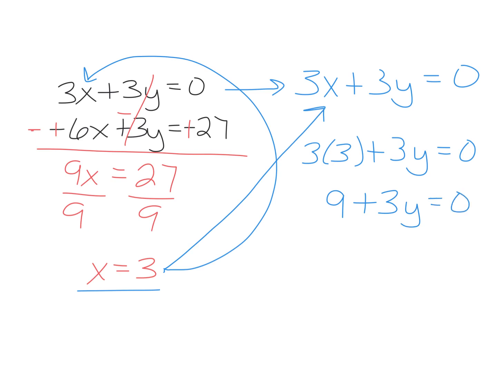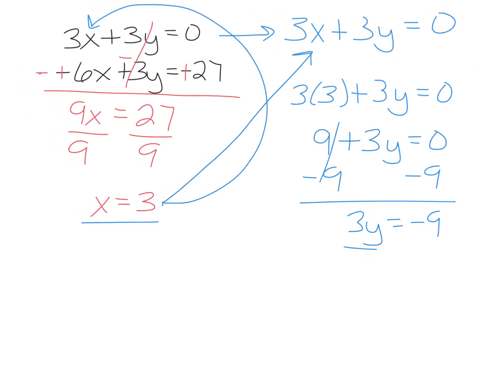What is my goal now? Get y by itself. Yep, so keep getting y by itself. We subtract. We have 3y equals negative 9, and then we divide by 3. Y equals negative 3. Okay, so our answer is 3, negative 3.